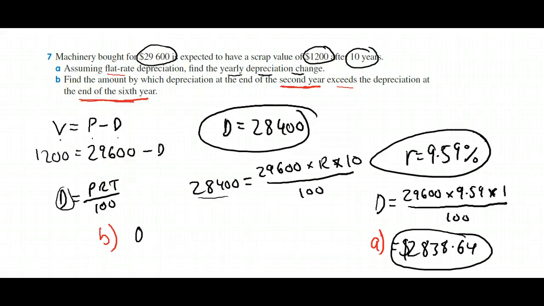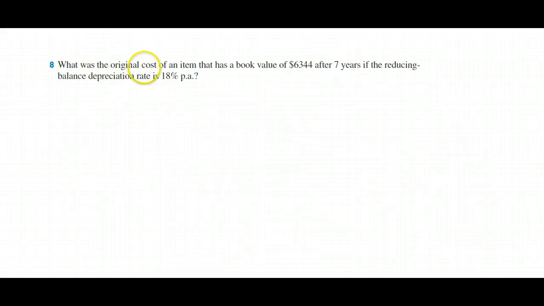Okay, let's move on to question 8. Alright, in question 8, we've got to find the original cost, which is P, of an item that has a book value, V, of $6,344 after 7 years, if the reducing balance depreciation rate is 18% per annum.